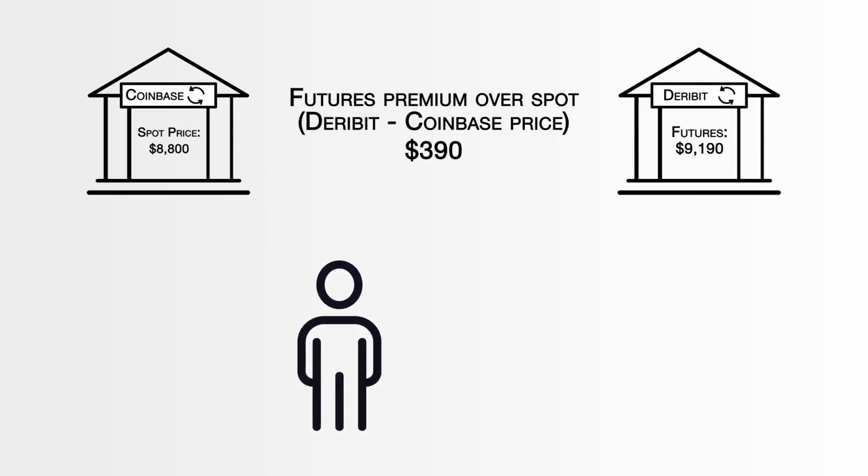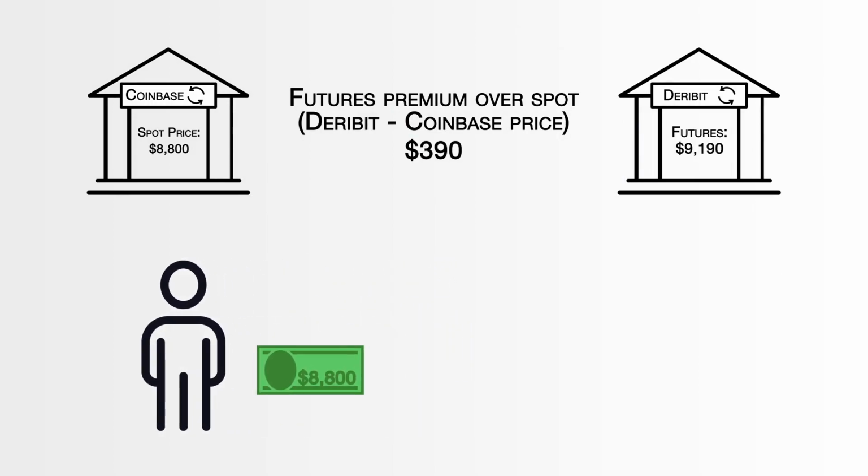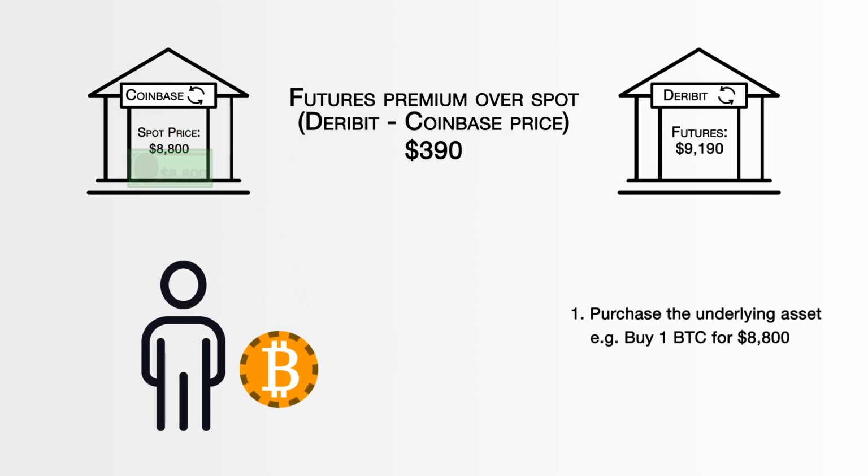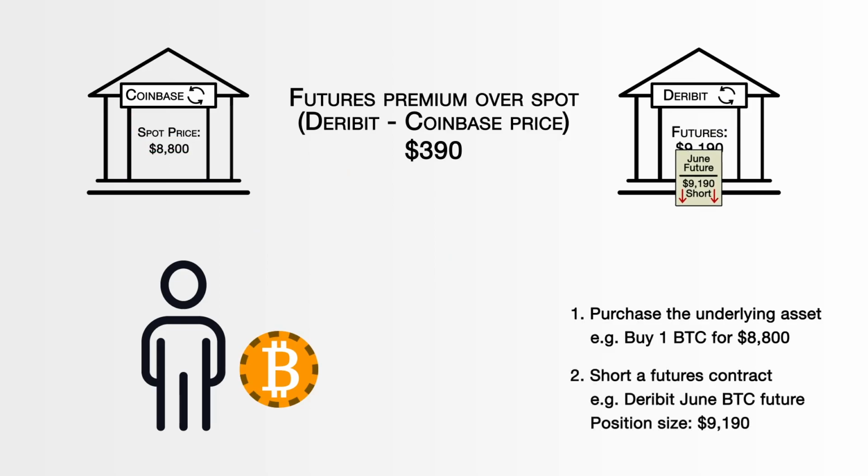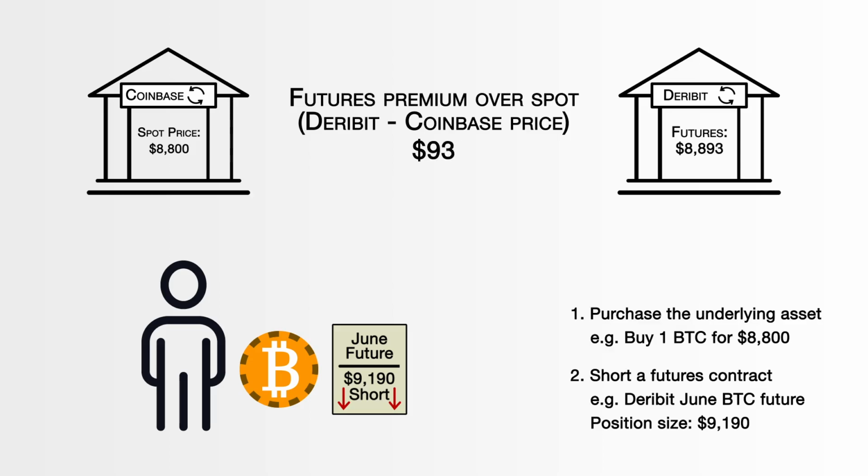The execution of a cash and carry trade is relatively simple but involves two separate transactions. Firstly, purchase the underlying asset and then short a futures contract for the same asset. Here, the trader purchases one Bitcoin for $8,800 on the spot exchange. They then short the June futures contract on Deribit with a position size of 1 Bitcoin, which on the June futures contract is $9,190. All that remains is to wait for the difference between these two prices to decrease, then the trade can be closed for a profit.